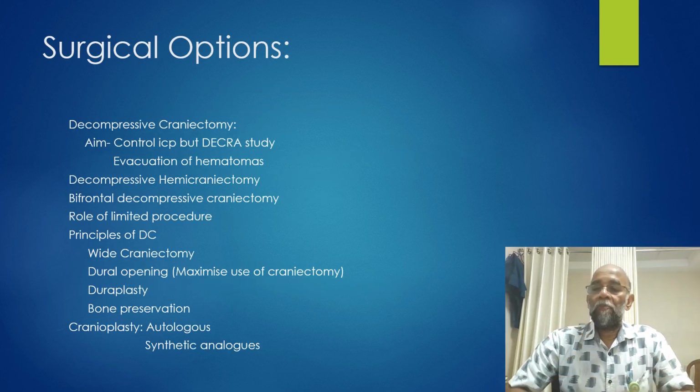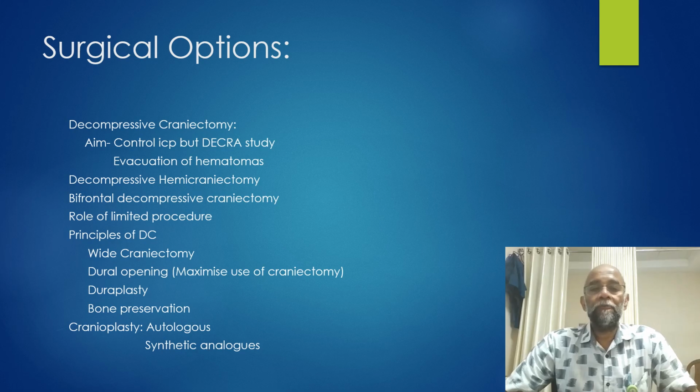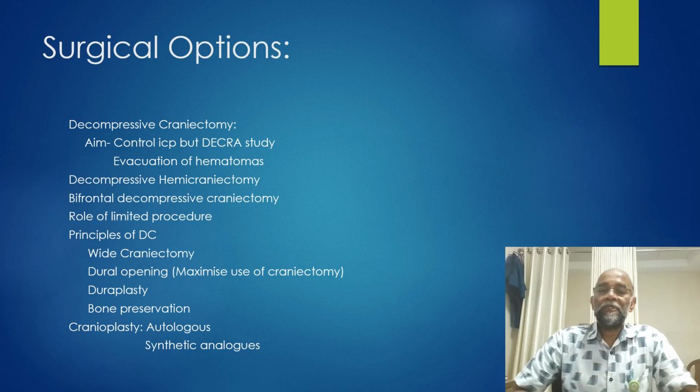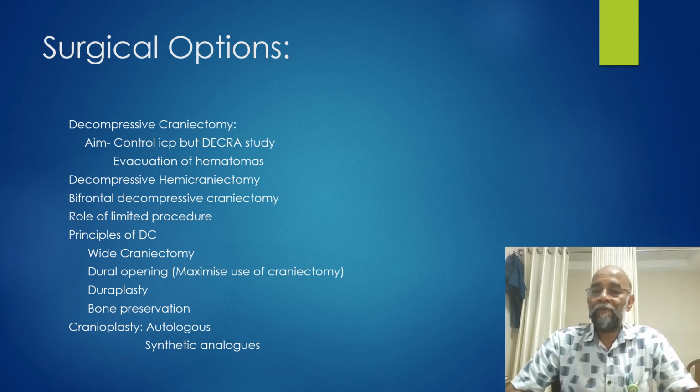What are the surgical options in traumatic brain injury? Decompressive craniectomy is the first thing that comes to mind. What are the aims of a decompressive craniectomy? You want to control intracranial pressure and you want to evacuate hematomas.